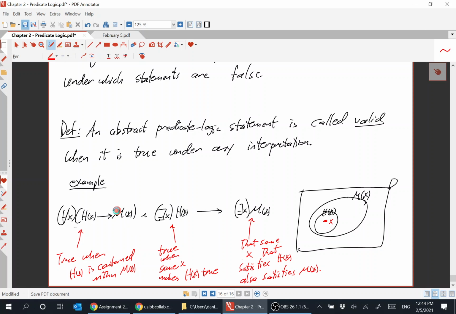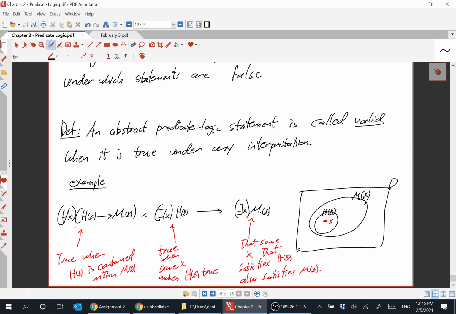Right? In order to make the hypothesis true, H needs to be contained within M, and something needs to be contained within H. But now, this is automatically true, because that something that was contained in H is also contained in M. Right? So, true implies false doesn't happen. So, this is a valid statement in predicate logic. Doesn't matter what the interpretation is, it's always going to be true.